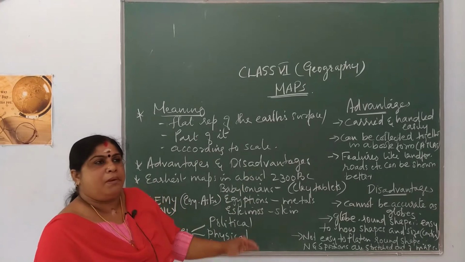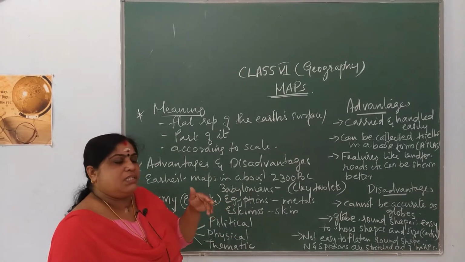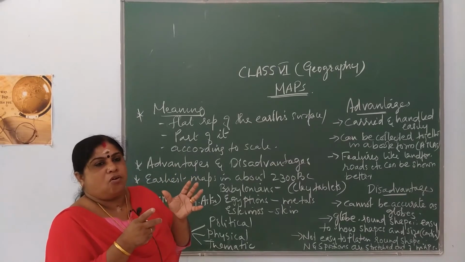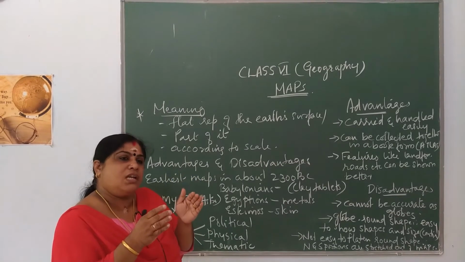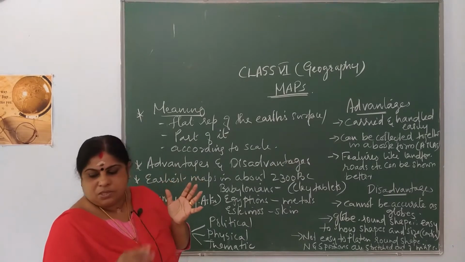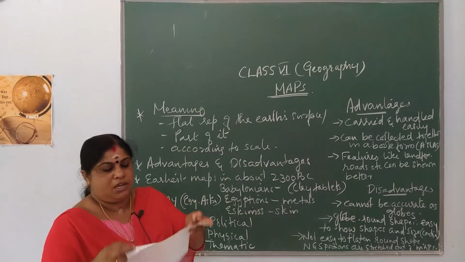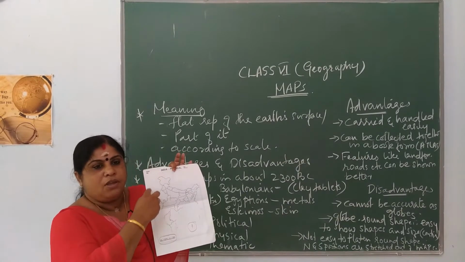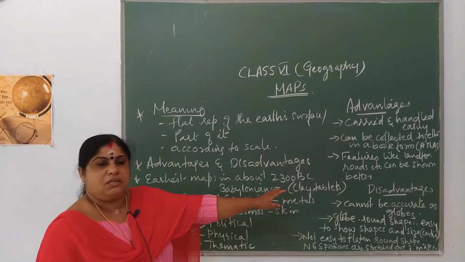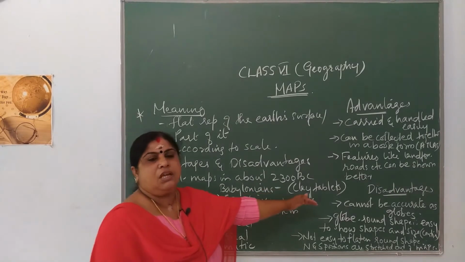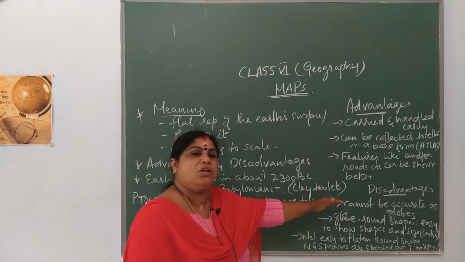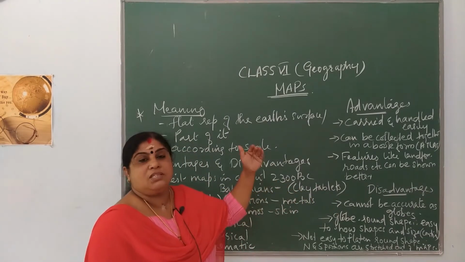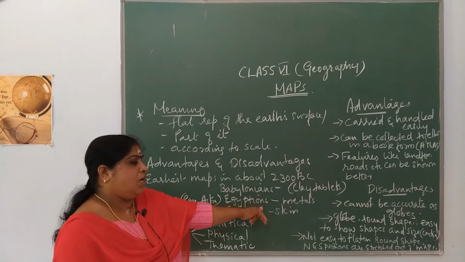Now, the globe being round in shape, it is easy to show the shape and size of the different continents. You know that the different continents are in different shapes. You can see the shape of India here. The map of India shows what the shape of India is. But it's not easy to show the shape of all the continents accurately on a map, while it's very easy to show it on a globe, being round in shape.